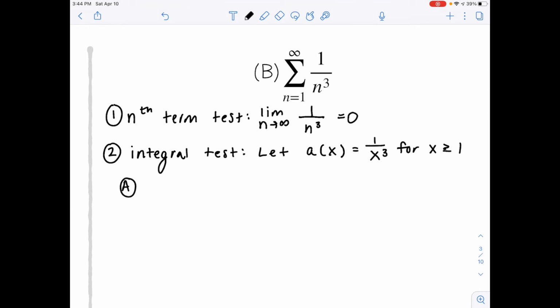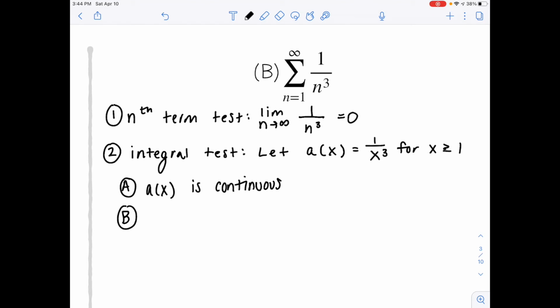Right, so 3 conditions. Is it continuous? Yes. 1 over x cubed is only not continuous at x equaling 0, which is not in the domain. So we can say a of x is continuous. You don't necessarily need to go about showing all of the algebra and stuff for why. You just need to be certain that that is in fact true, because if one of these conditions isn't met, you can't use this test. You have to do something else.